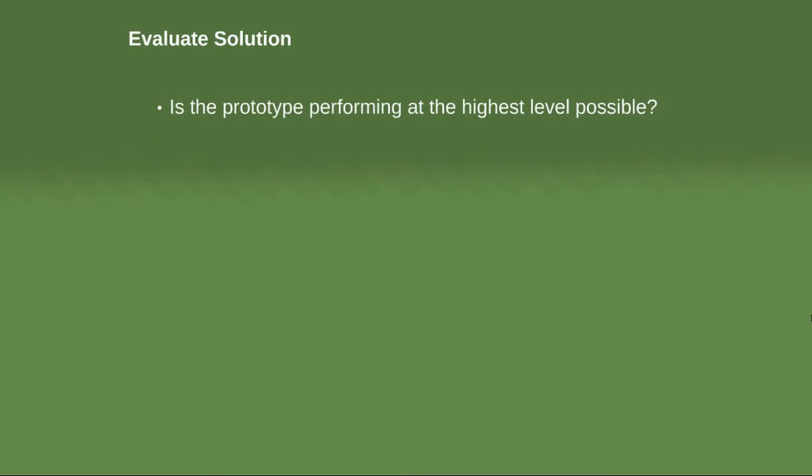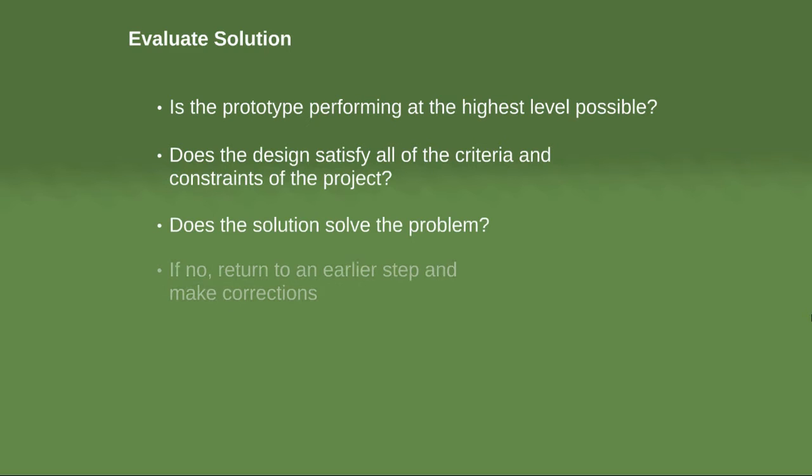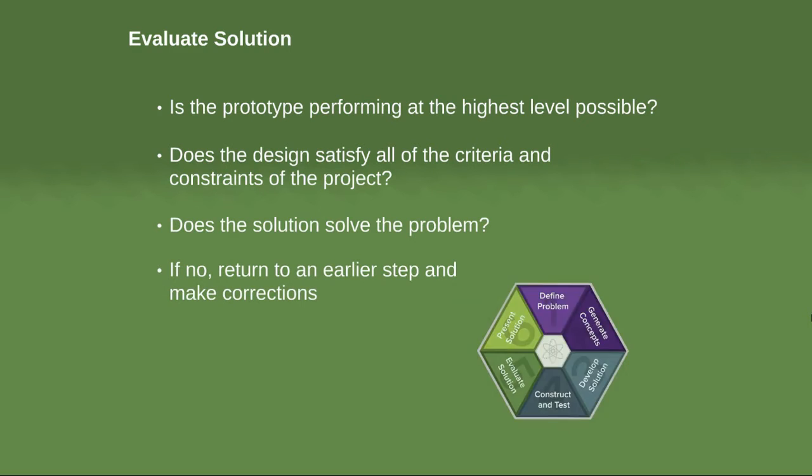The solution is nearly ready to present, but there are still products that never make it past this stage. Before moving on, you need to ask yourself, is the prototype performing at its highest level possible? Does the design satisfy all the criteria and constraints of the project? Does the solution solve the problem? If the answer to any of these questions is no, you may need to return to earlier steps in the design process to make some corrections.